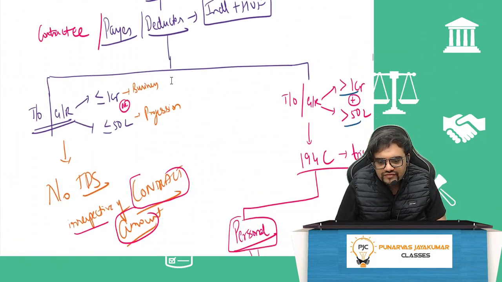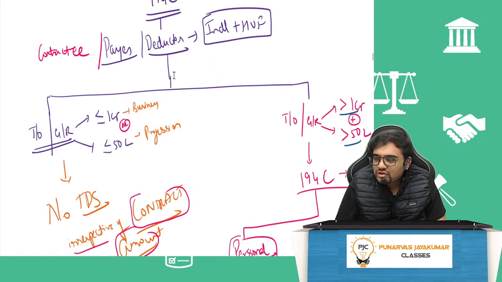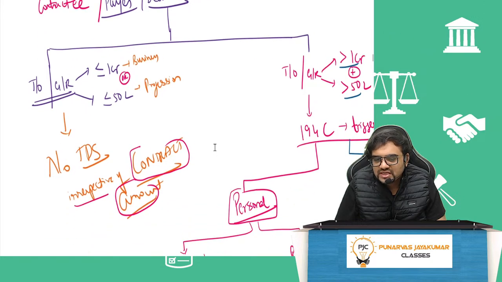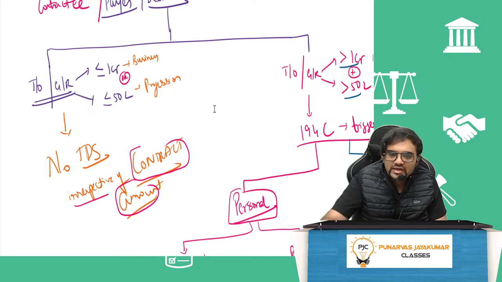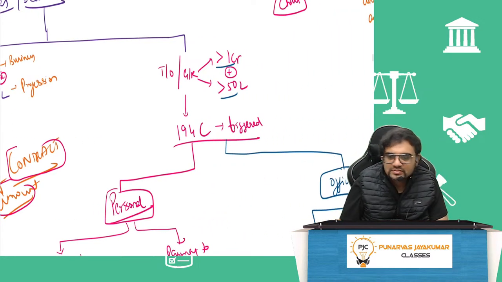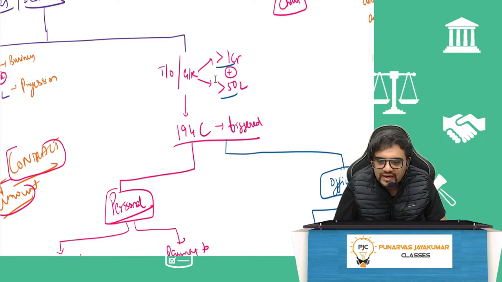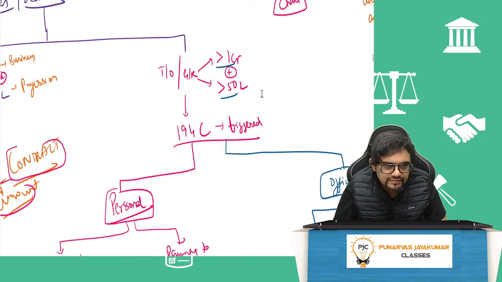If the turnover or gross assets is less than or equal to 1 crore, or less than or equal to 50 lakhs in the profession, no TDS irrespective of the contract amount. In 194C, it will not come. On the other hand, if the turnover or gross assets is more than 1 crore, or in case of profession it is 50 lakh more, then only 194C gets triggered.